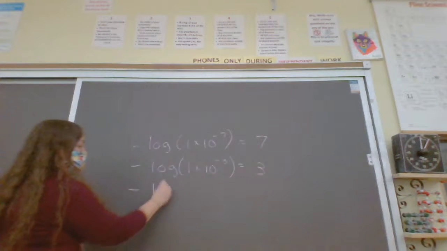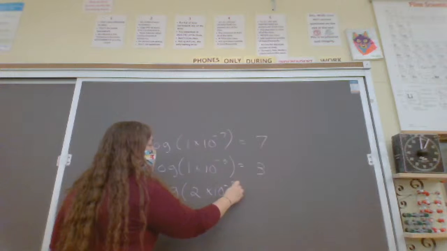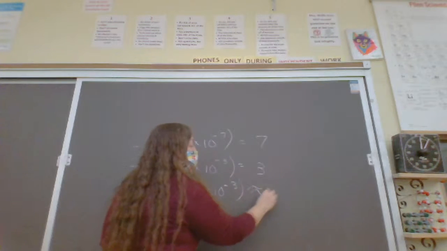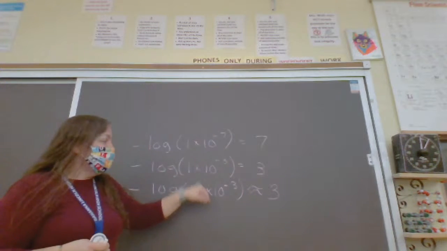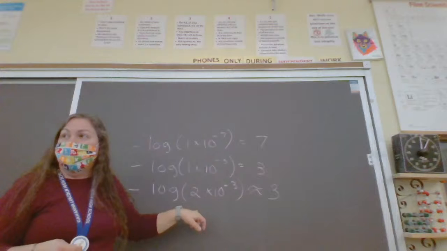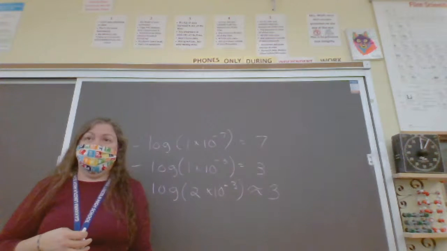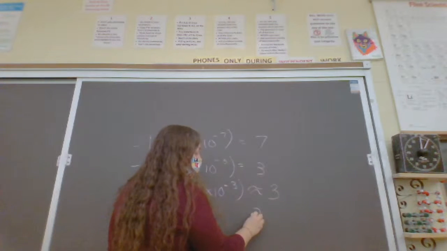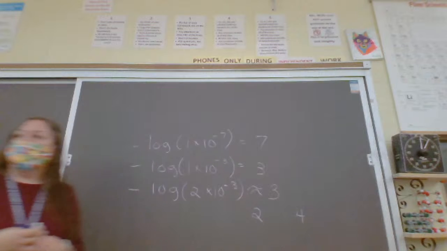What is the negative log of 2 times 10 to the negative 3rd? It's going to be about 3 still. It won't be exactly 3 because it's not 1 times 10 to the negative 3rd, but it will be close to 3. Should it be slightly lower or slightly higher? So in other words, are we talking closer to 2 or closer to 4?